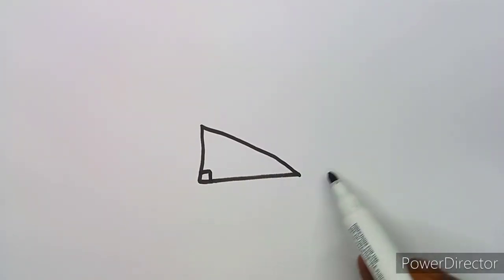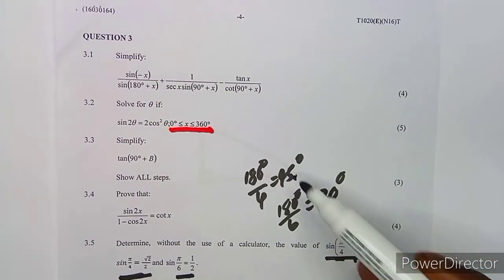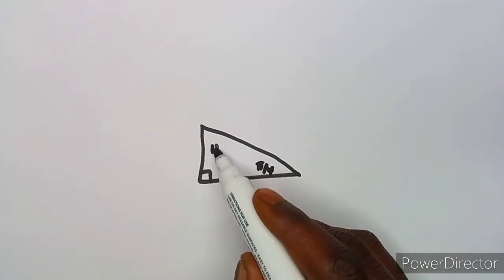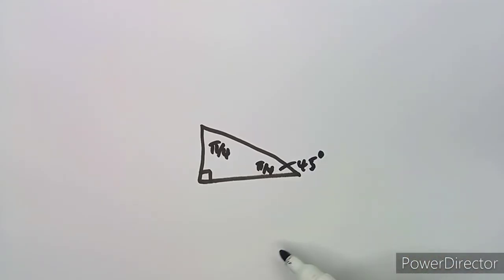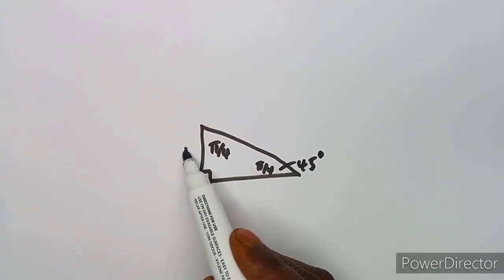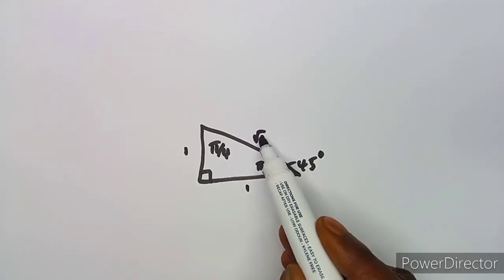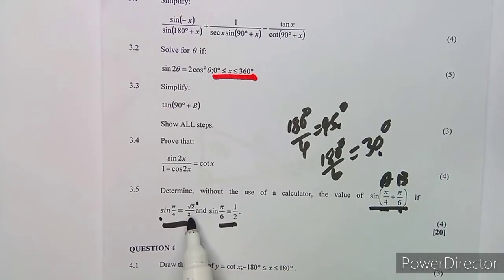All right, so we had got pi over 4, so pi over 4 is actually 45 degrees. So that's pi over 4, and we said pi over 4 is 45 degrees. So remember, the diagram for 45 is supposed to be 1, 1, square root of 2. That is what you're supposed to have. Okay, so here we are given sine pi over 4, which is sine 45, which is square root of 2 over 2.